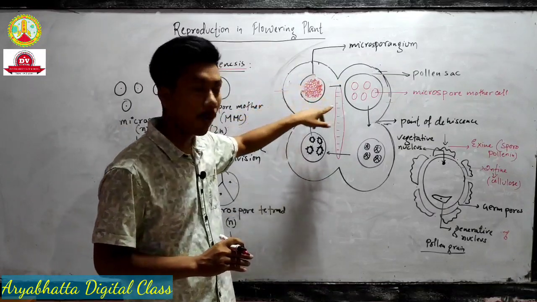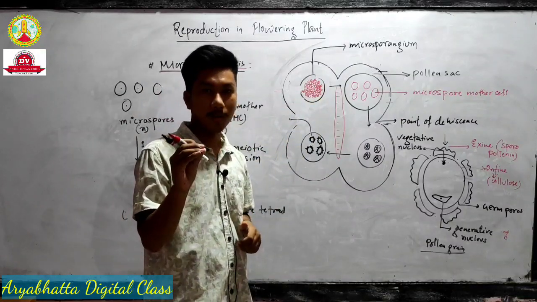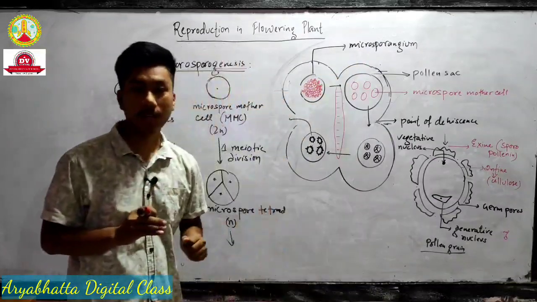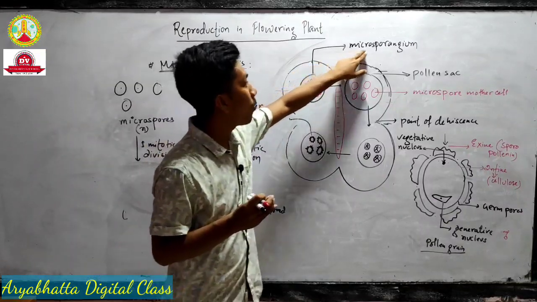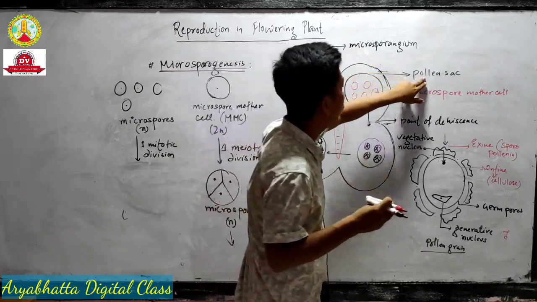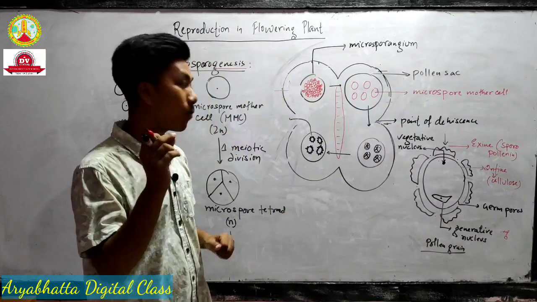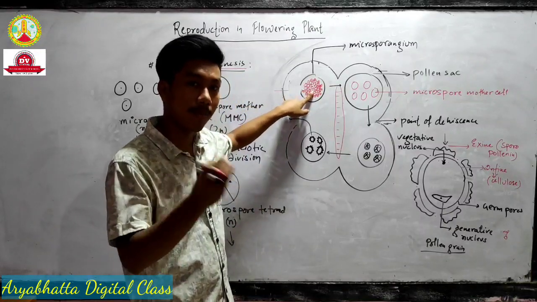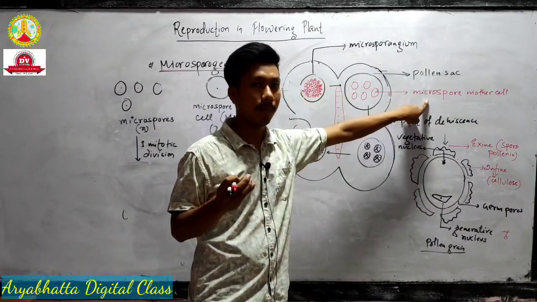all the archesporial cells are small and they are compactly packed with each other inside the microsporangium. Alright, now when the anther becomes mature, the microsporangium grows to its size and forms pollen sac, as well as the cells of archesporial cells also grow to their size and separate from each other and develop microspore mother cell.